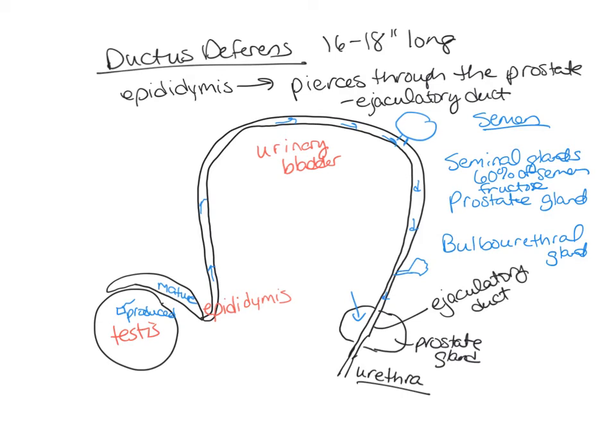The seminal fluid is slightly alkaline, so that helps to neutralize acids from both the prostate gland and in the vagina. And it initiates the first step in capacitation. So it helps to start capacitation. That capacitation again is when the spermatozoa can begin beating their flagella and become highly motile.